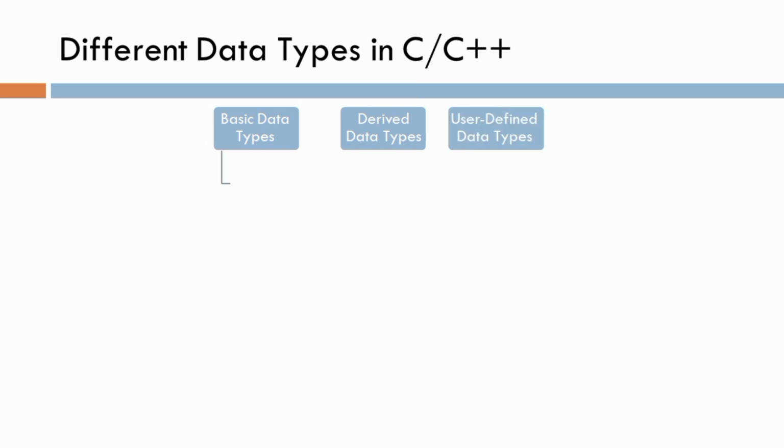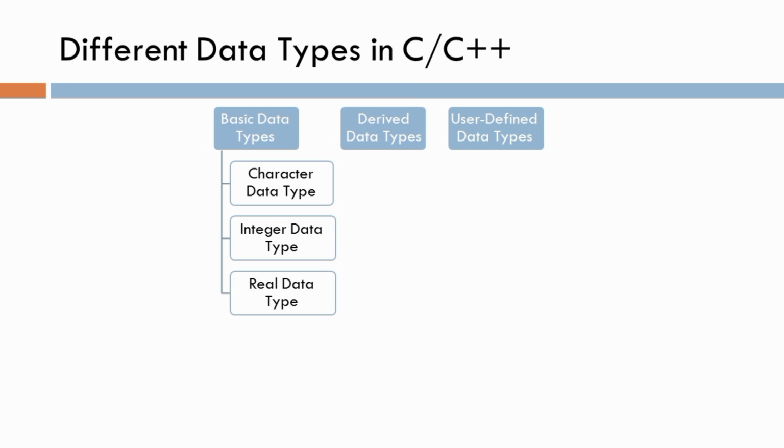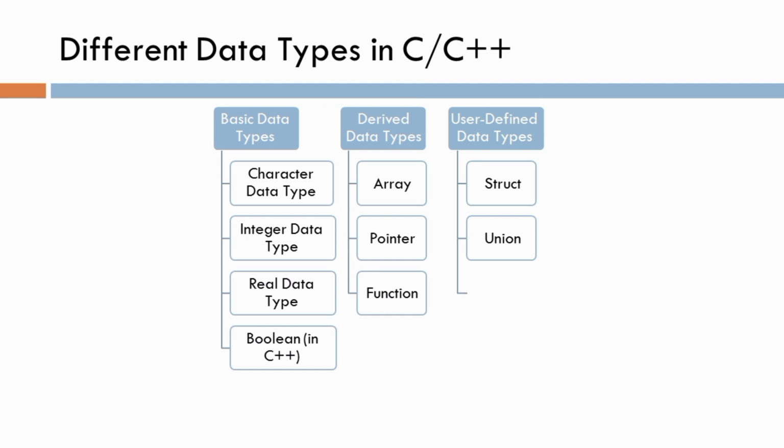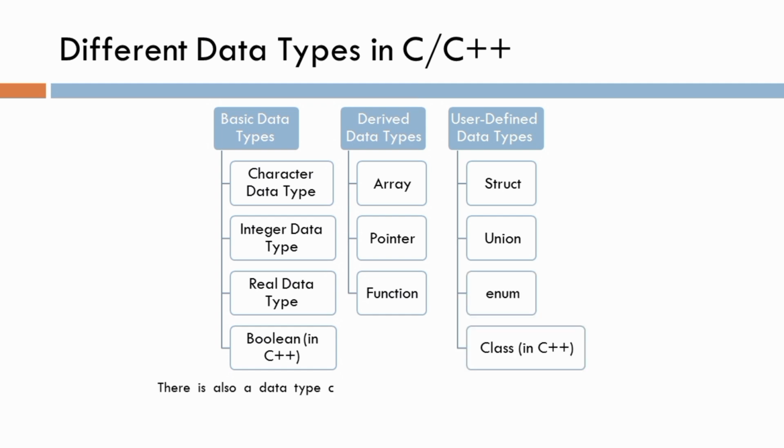In basic data types, there are 4 types of data: character data type, integer data type, real data type, and boolean, which is used only in C++. Derived data types contain array, pointer, and function, whereas user-defined data types contain struct, which is called structure, union, enum, and class, which is used only in C++. There is also a data type called void, which means no data type at all. It is generally used with functions that return no values.